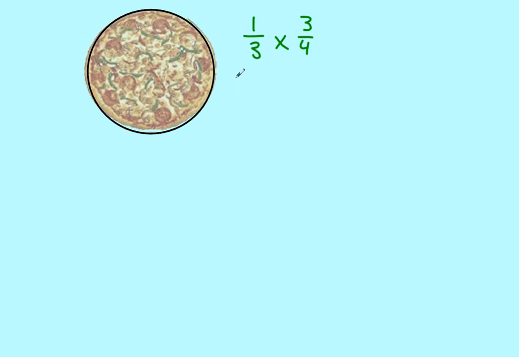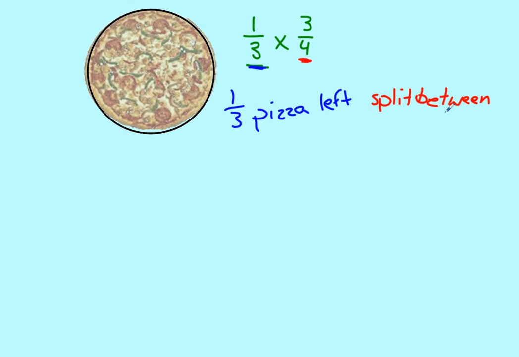Get hungry for math. So here's our same problem: 1/3 times 3/4, and let's think of it in terms of pizza. Okay. So we're going to say 1/3. And 1/3 is going to represent how much pizza we have left. So we have 1/3 of a pizza left. Okay. I don't know what happened to the other 2/3, but it probably involves me eating it. And we're going to say, we're going to split this between 4 people. That's what this 4 is going to represent. Okay, so split between 4 people.